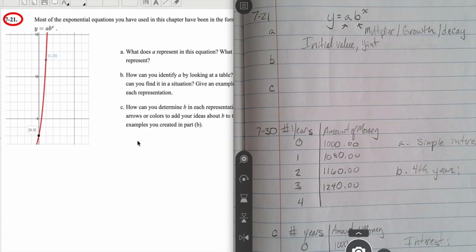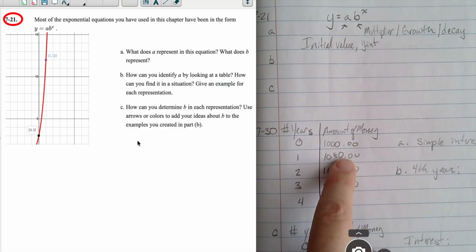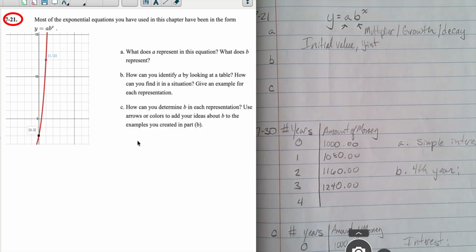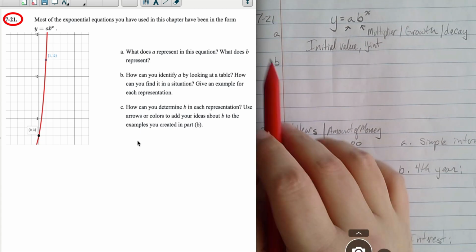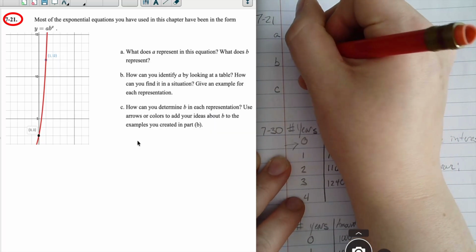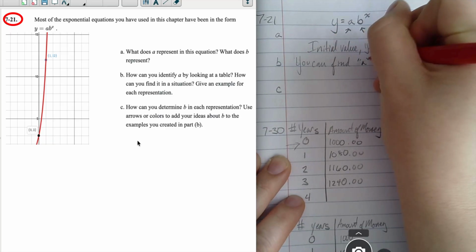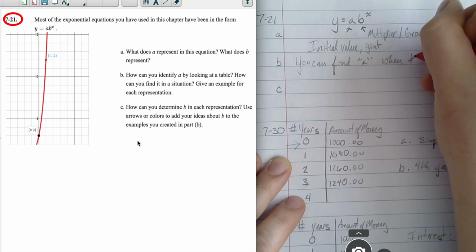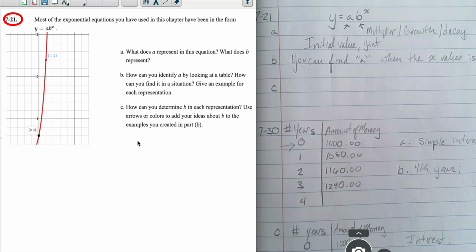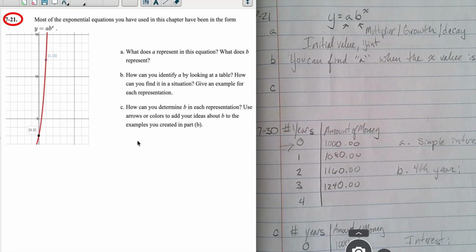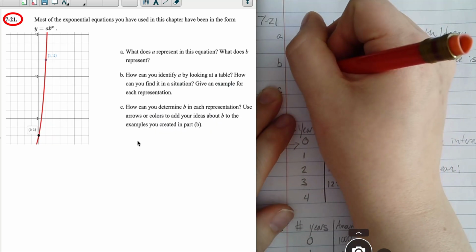Then we want to know, how can you identify a by looking at a table? When we're looking at our tables, we find a by looking at wherever our y-intercept is. So whatever part of our table the x value is 0. So how can we identify a? You can find a when the x value is 0. If we're talking about a particular situation, we can find a as the initial value.